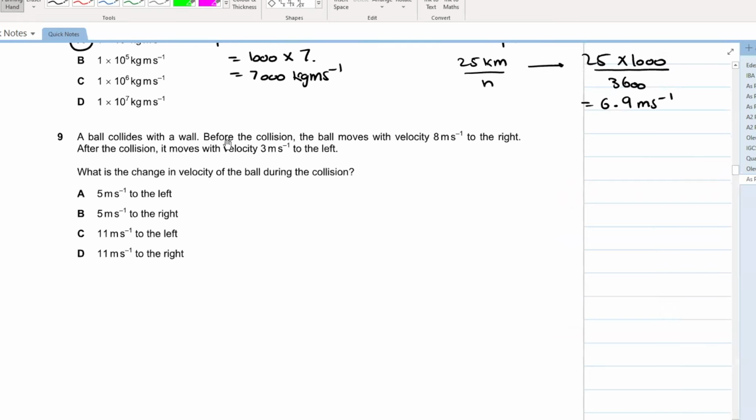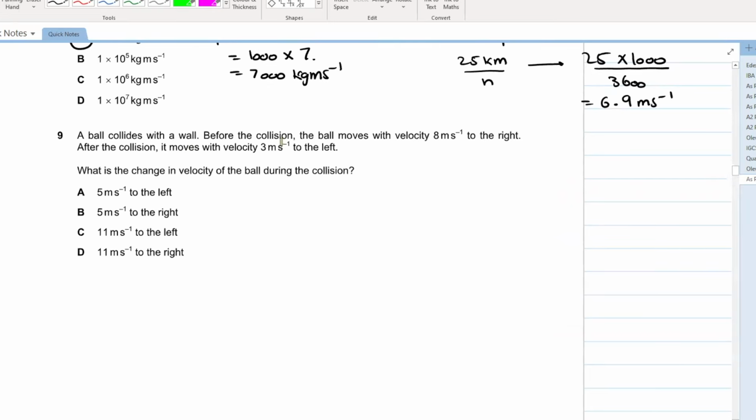Let's move on to question 9. A ball collides with a wall. Before the collision, the ball was moving with a velocity of 8 m s^-1 to the right. After the collision, it moves with a velocity of 3 m s^-1 towards the left. What is the change in velocity of the ball during the collision?